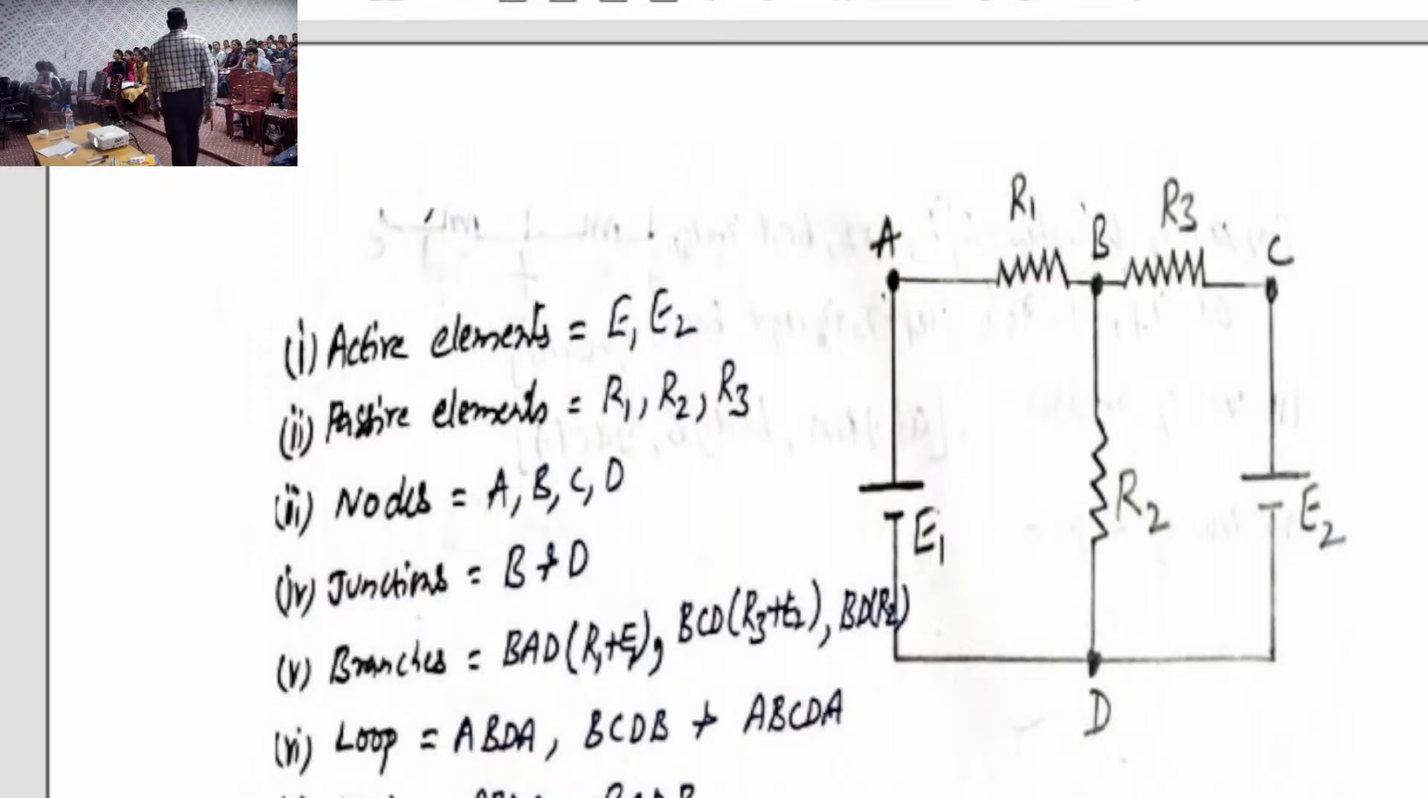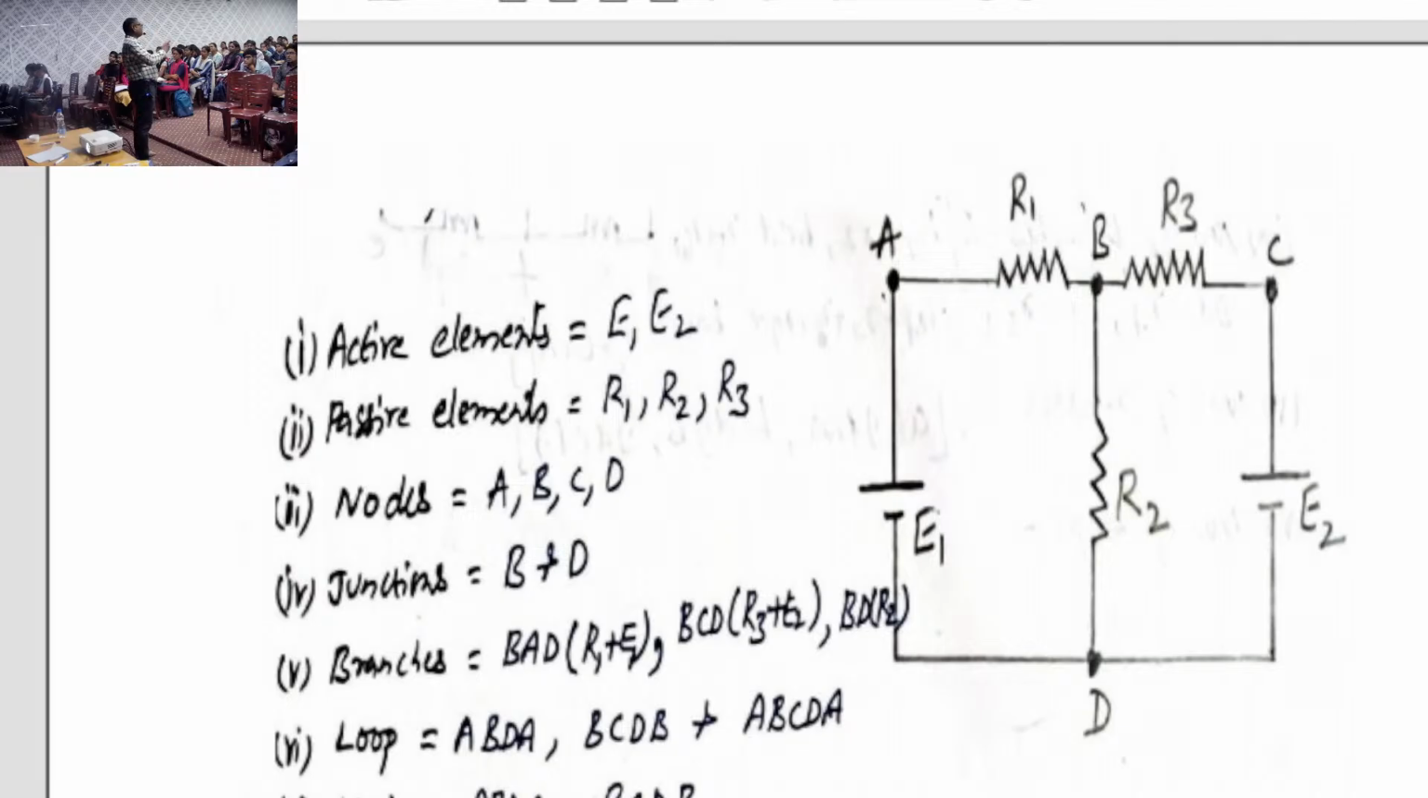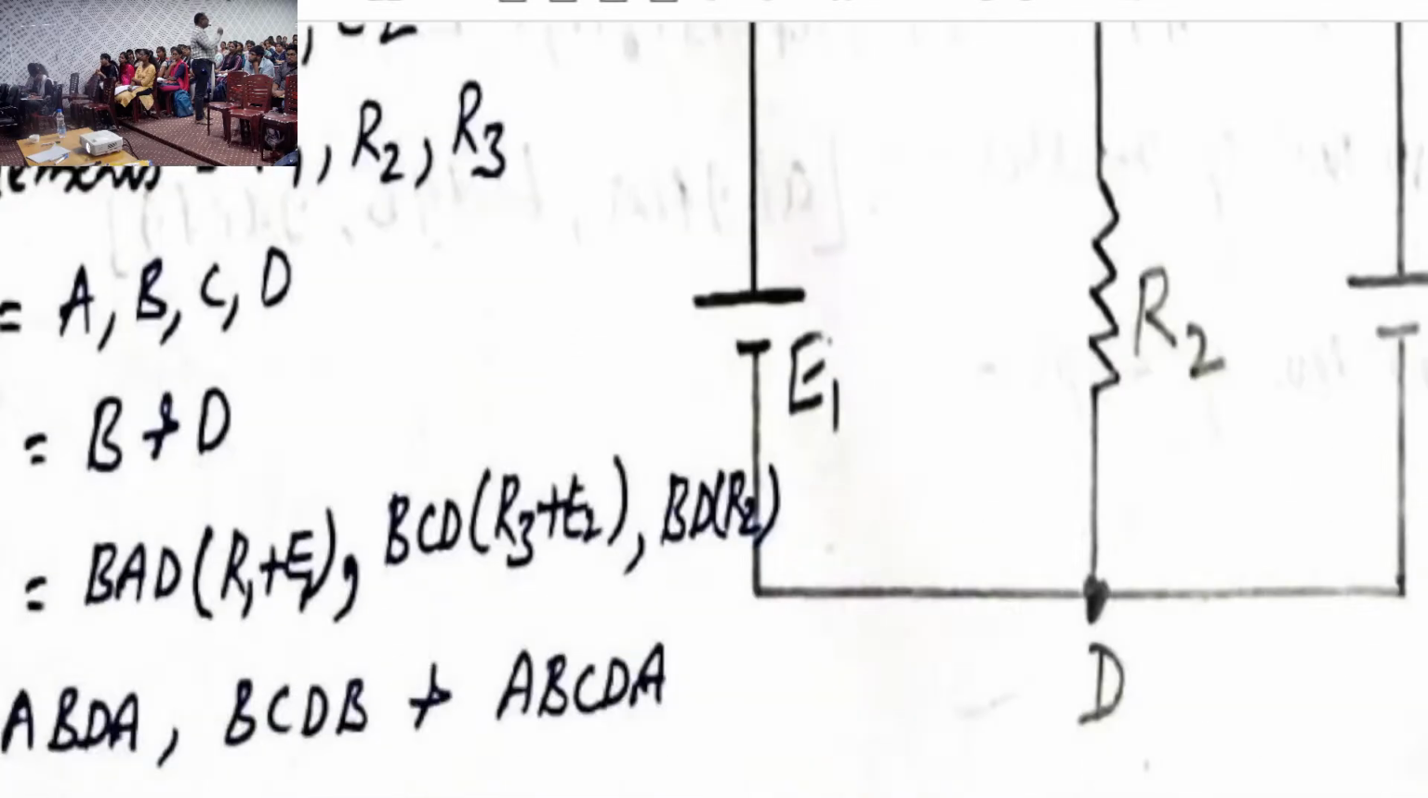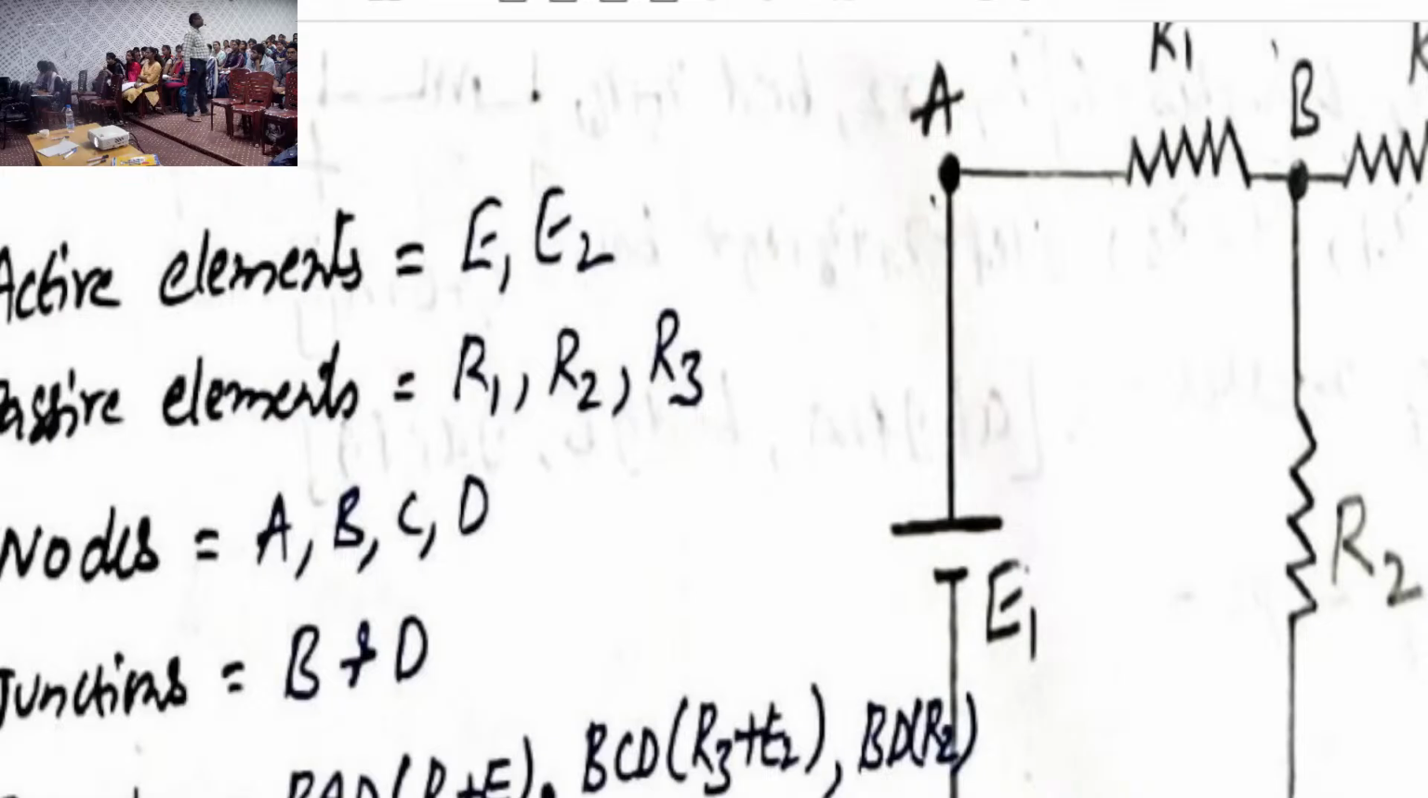Why am I drawing this diagram? To understand the 8 terms with the help of one diagram. So, a simple electrical circuit diagram. Again I'm telling, I have taken 2 batteries, E1, E2, and 3 bulbs. The bulb is replaced by resistances R1, R2, R3. Is it clear? This is the diagram.